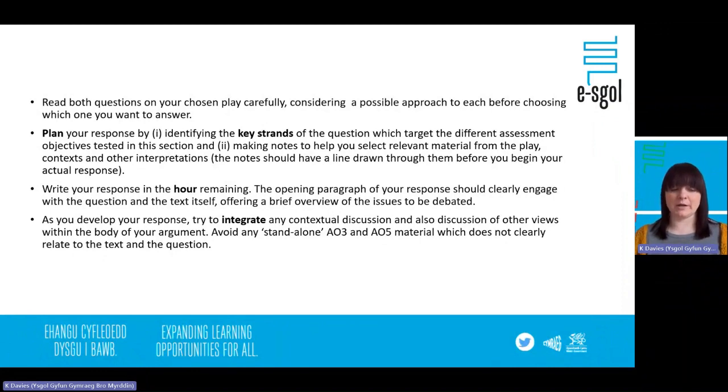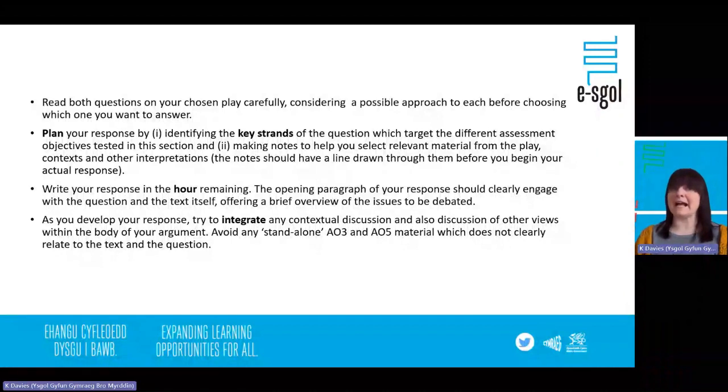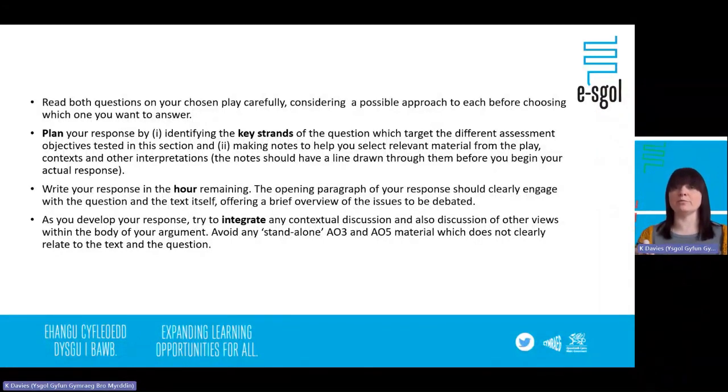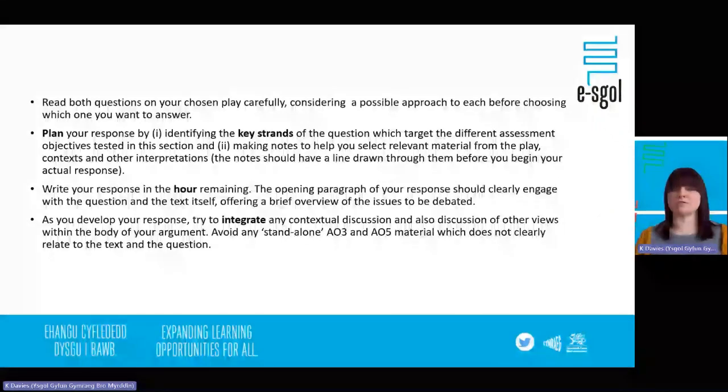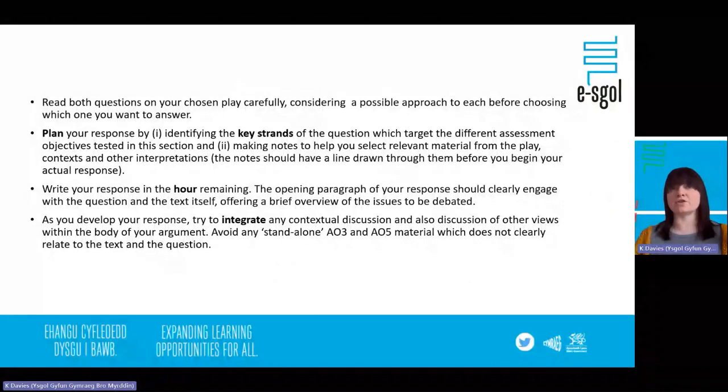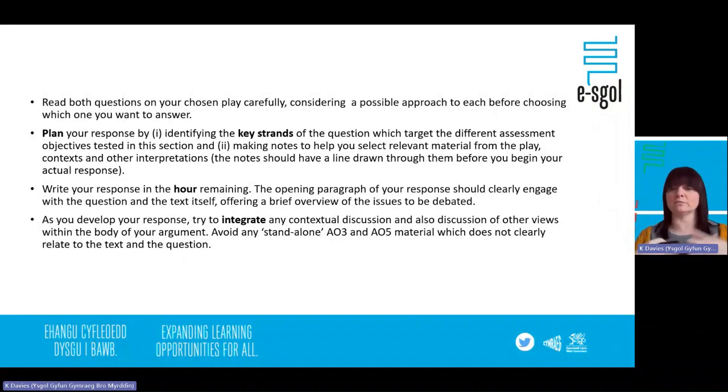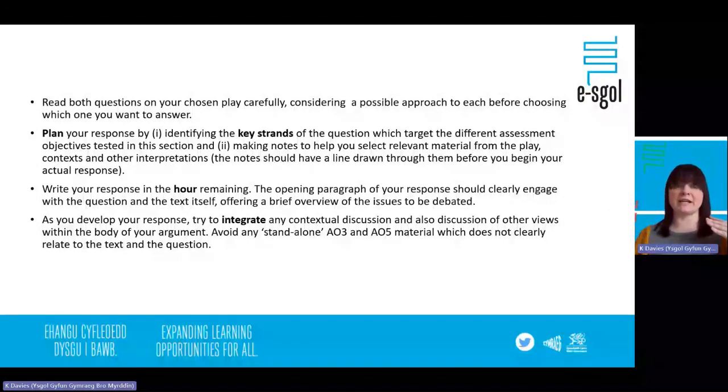So approaching this particular question. Step 1: read both questions on your chosen play carefully, and consider a possible approach to both of them before choosing where you're going to go. Like I said, it's either or. You'd be given 2 options and then you've got to go, right, which one am I most confident with? So you then decide, right, I'm going with, say, number 1.